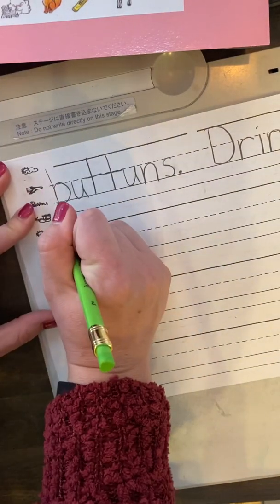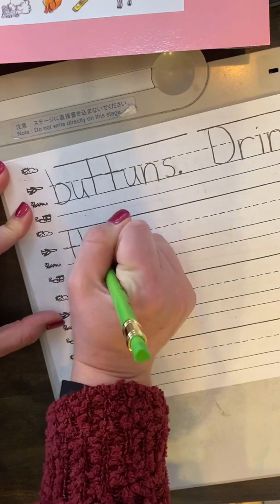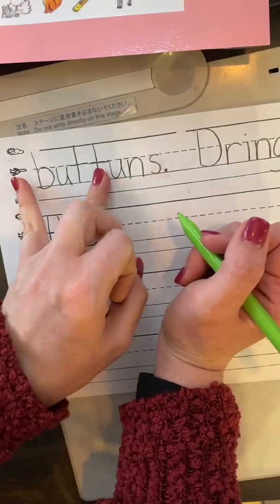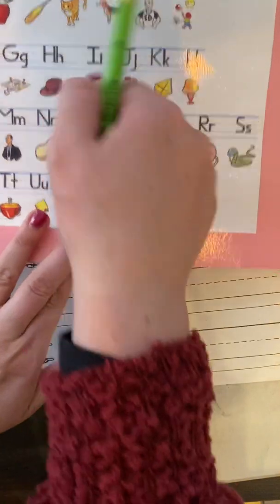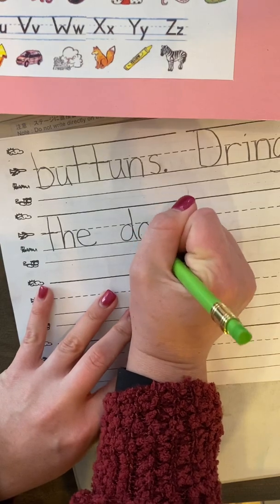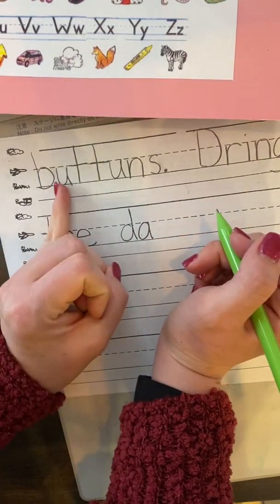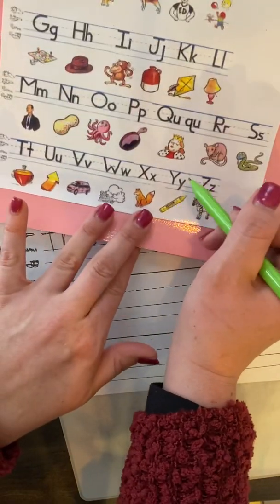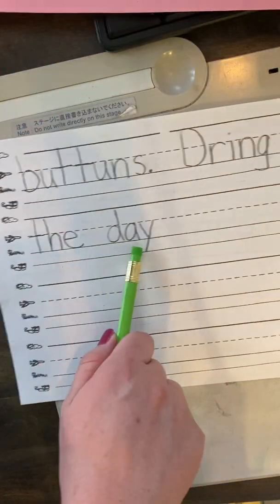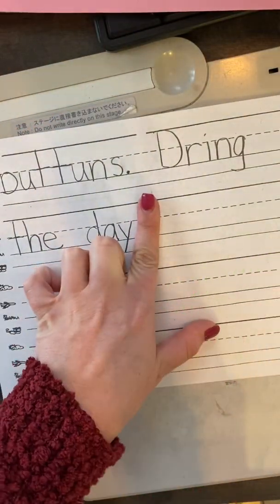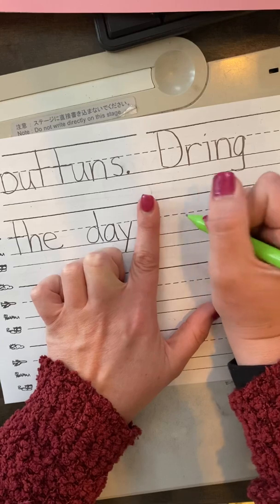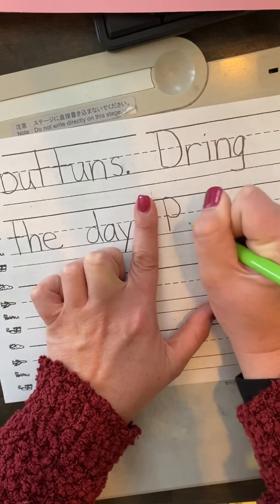the, another popcorn word, T-H-E, during the day, day, d-a, day, d. D says d. Day, d-a. It's A saying its name again. Day, d-a, y. Y says y. Okay, during the day, Pete, and it's his name, so I need a finger space and then a capital P for his name. Pete.